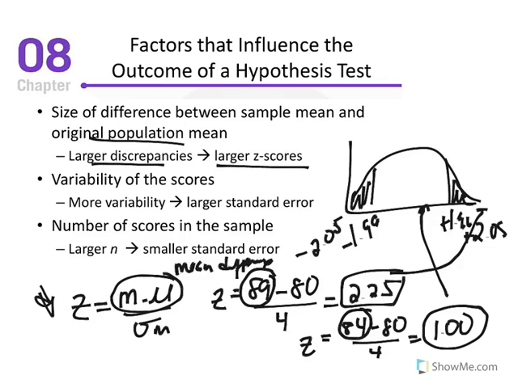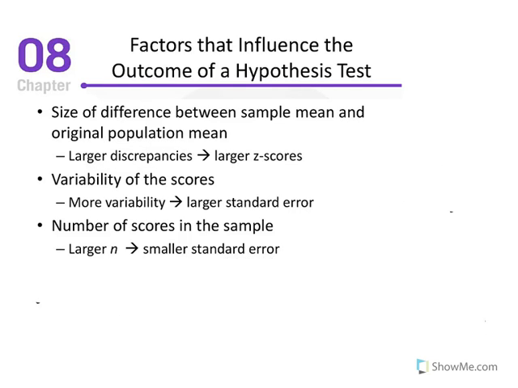We expect the treated population mean to be different than the untreated. If we don't expect that, there's no reason to engage in a hypothesis test. So large discrepancies between the sample mean and the population mean will produce larger z-scores. I'm going to erase all of this so I can go through the next bullet points with you.